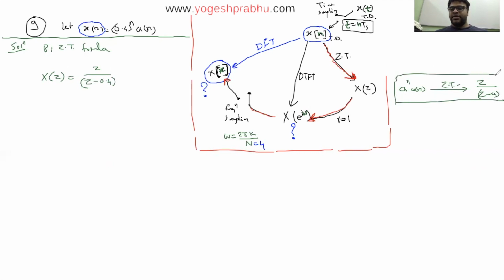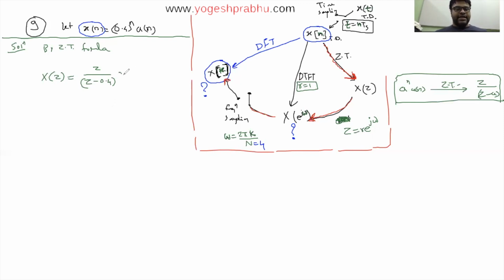Once you get that, there is a relation of Z and omega as well, like there is a relation of omega and K. I should not write R equal to 1 here. The relation between these two is Z is equal to R e to the j omega. And for DTFT, you will put R equals 1.